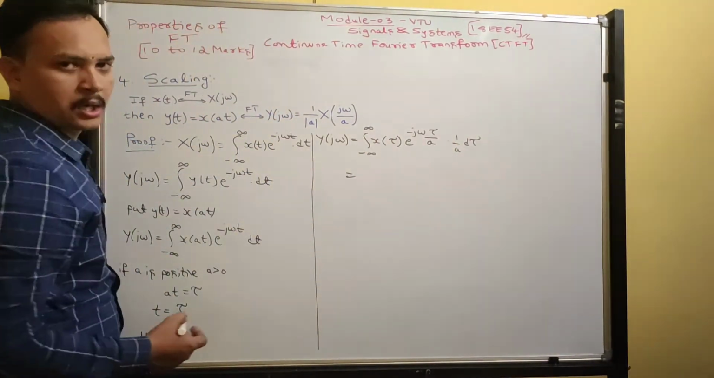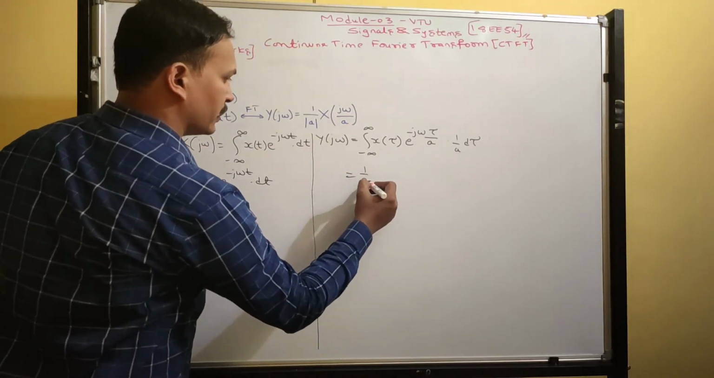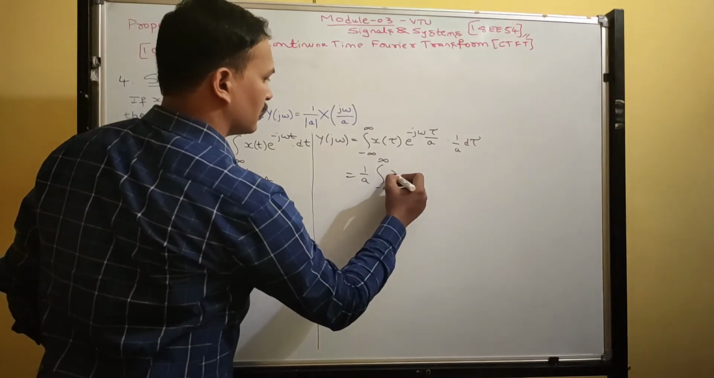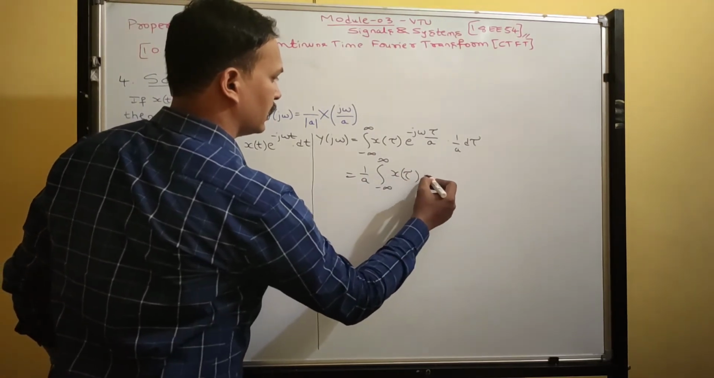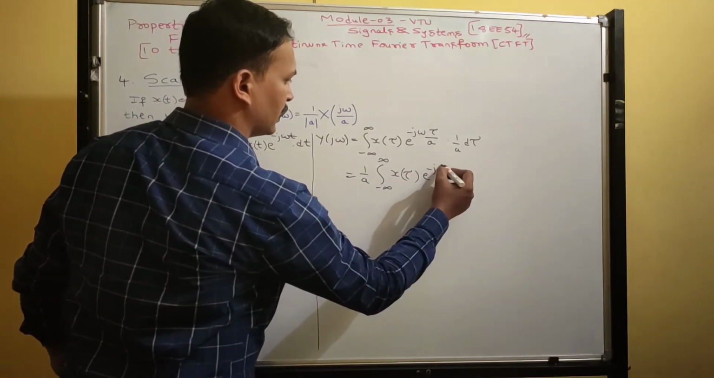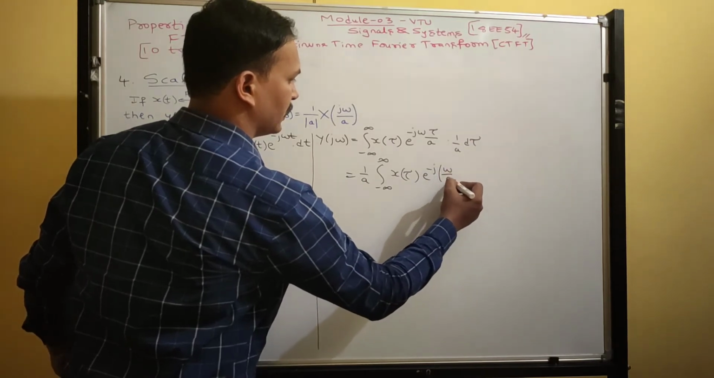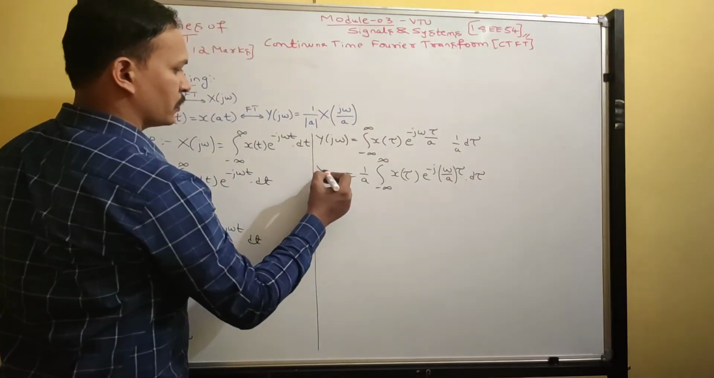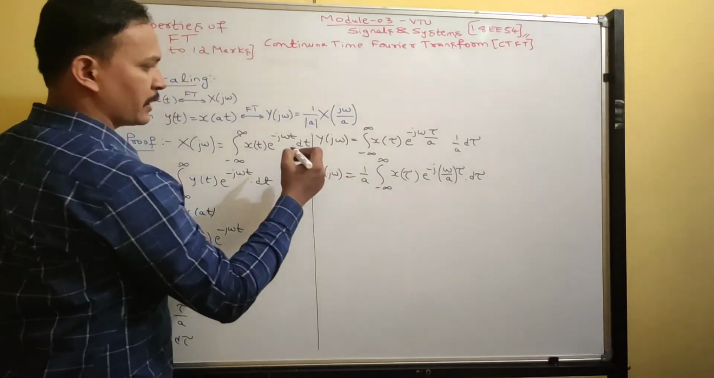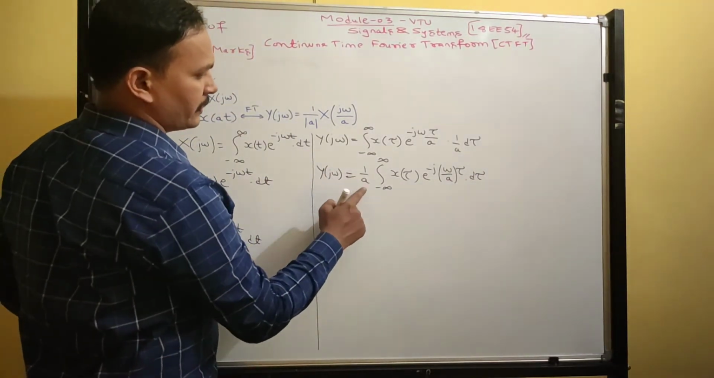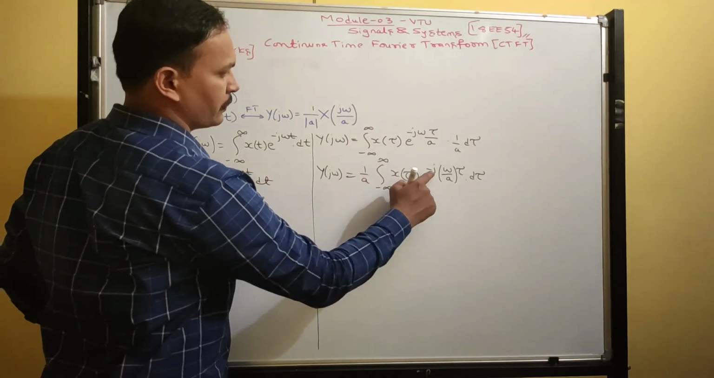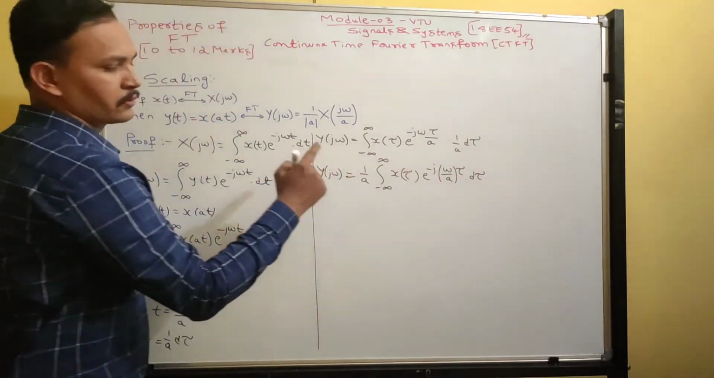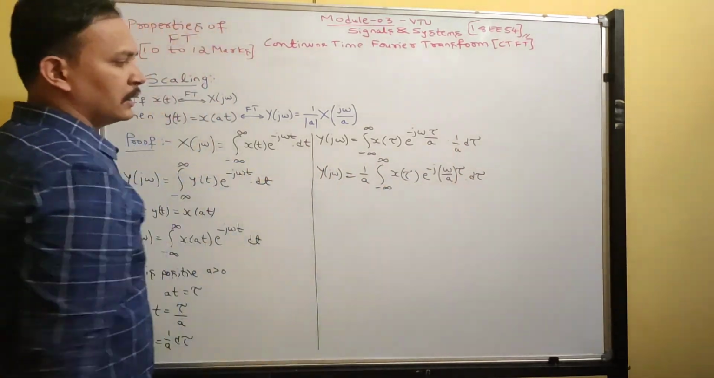Now take 1 by a outside. If I take 1 by a outside, then we can write like this: minus infinity to infinity x of tau into e to the power of minus j omega by a into tau into d tau. So this is Y of j omega. This 1 by a we have taken outside. What is remaining? d tau.